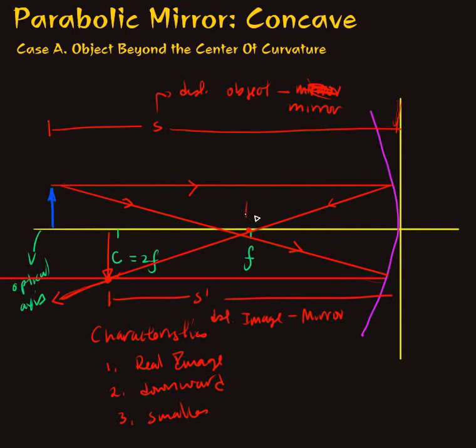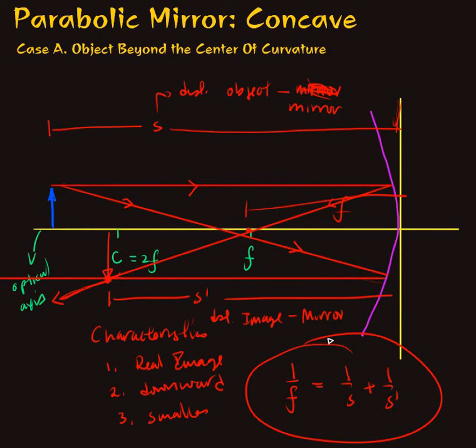And the focus, well, here it is. We know this is going to be F. The way you calculate the focal length for this, I'm going to write the equation here: 1 over F is equal to 1 over S plus 1 over S prime. I think I mentioned this in the last class, in the last video. Anyway, this is the equation to calculate the focal length.